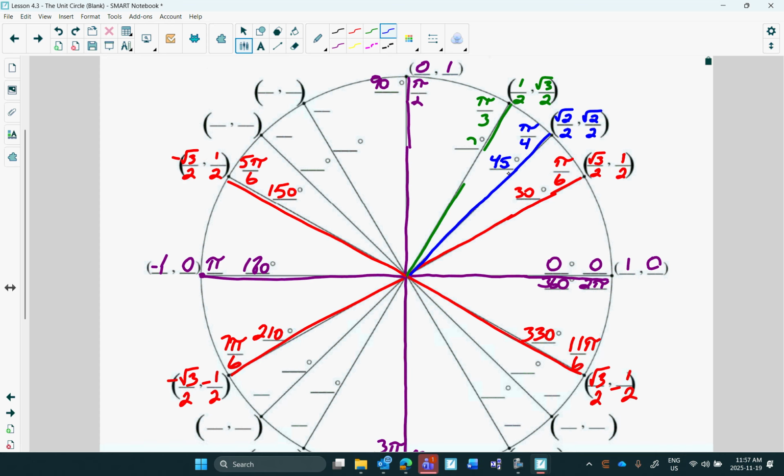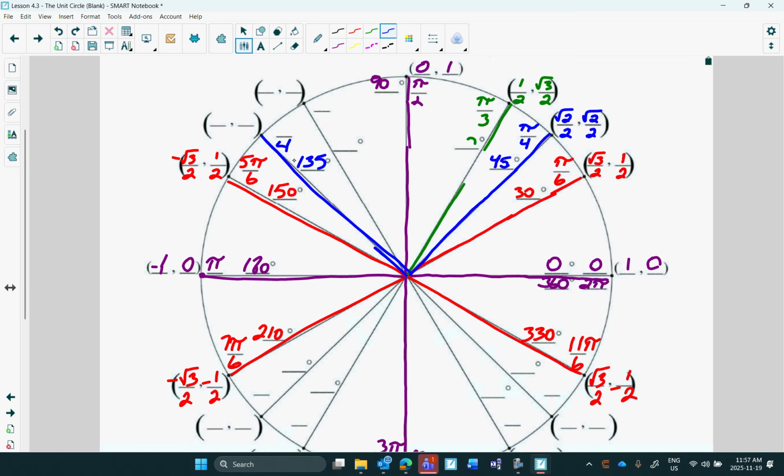What would this angle be? 135, because this is 45 degrees here, so 180 minus 45. What would that be as radians? What do you think?